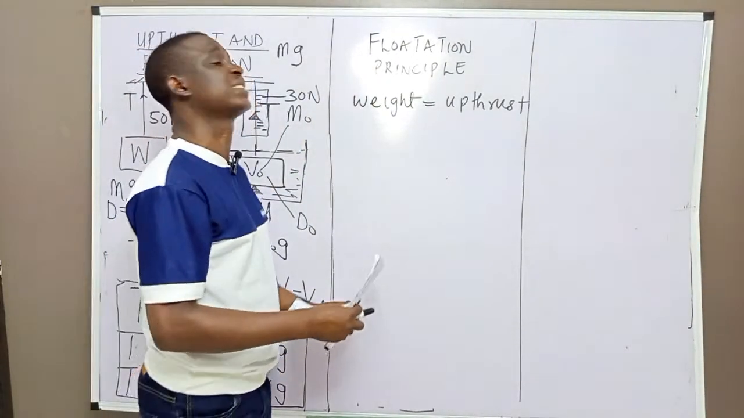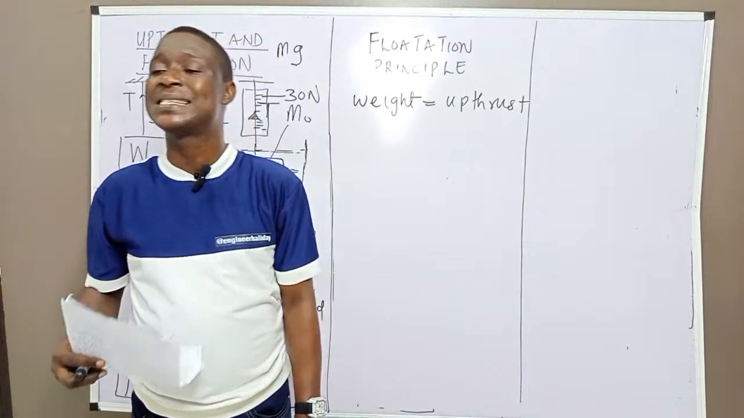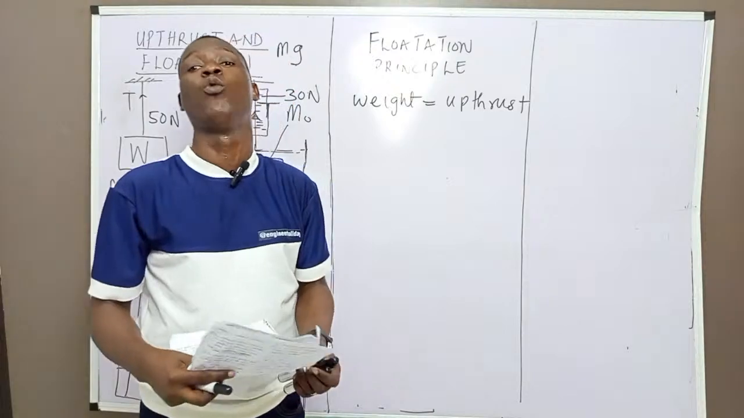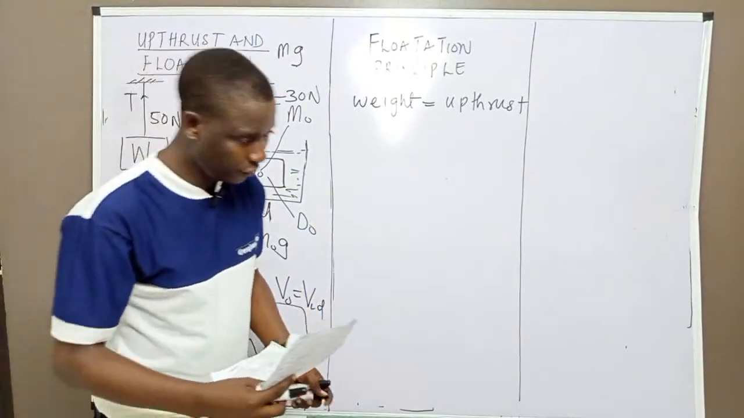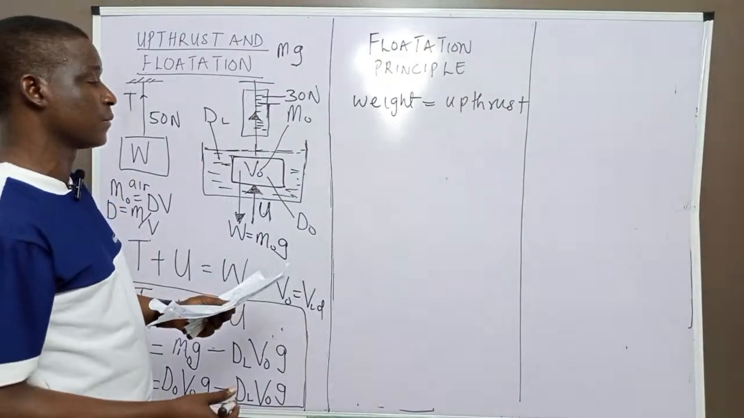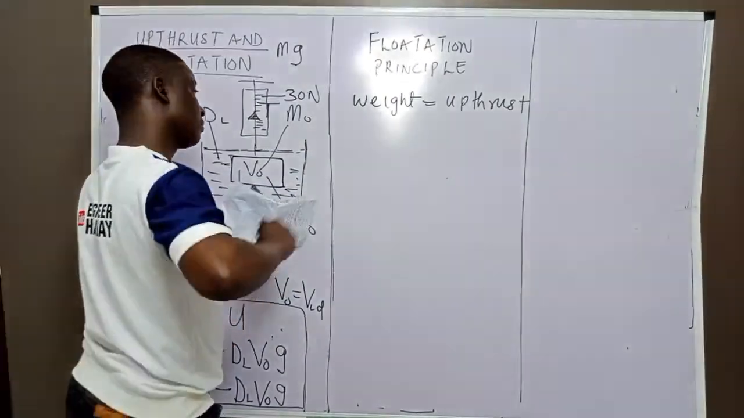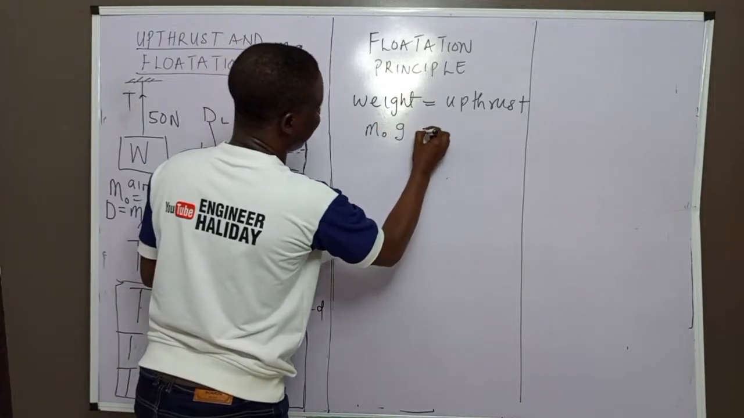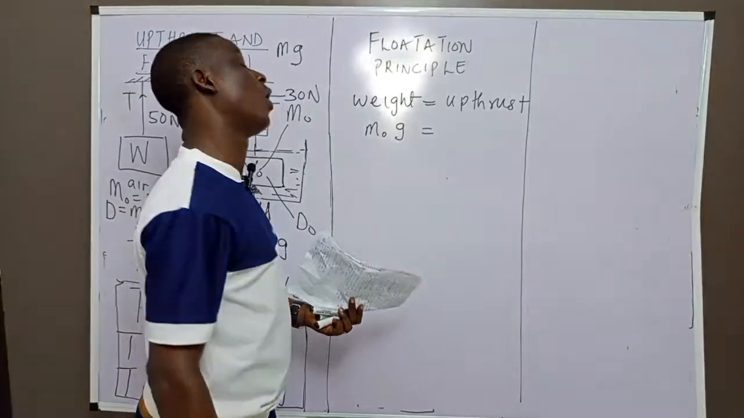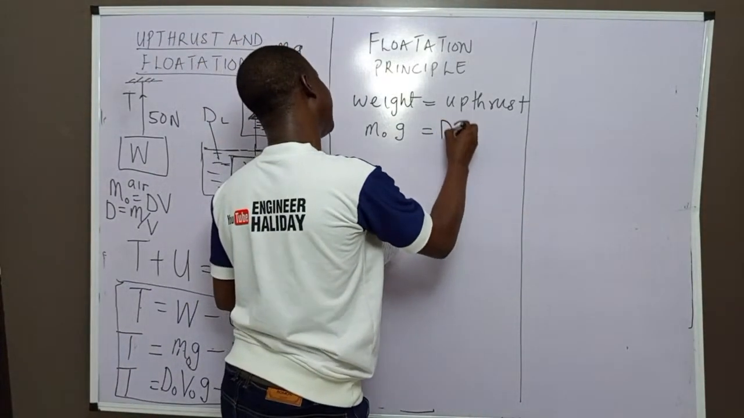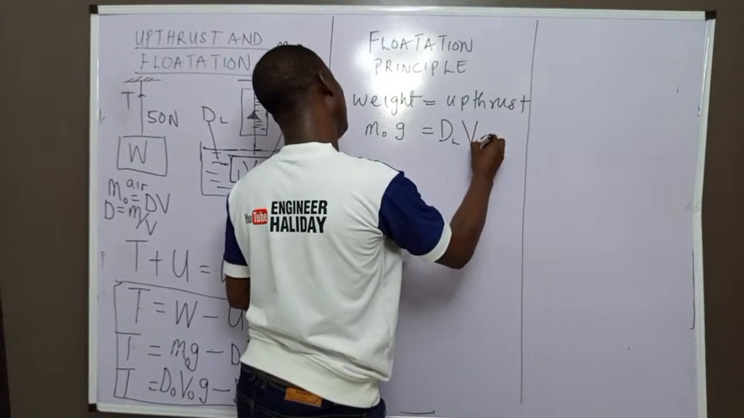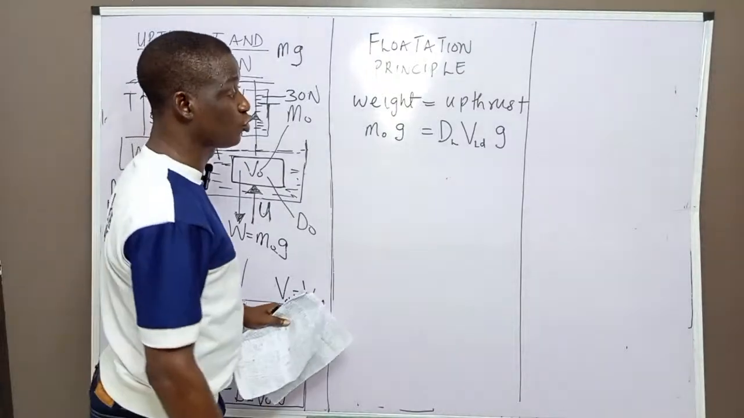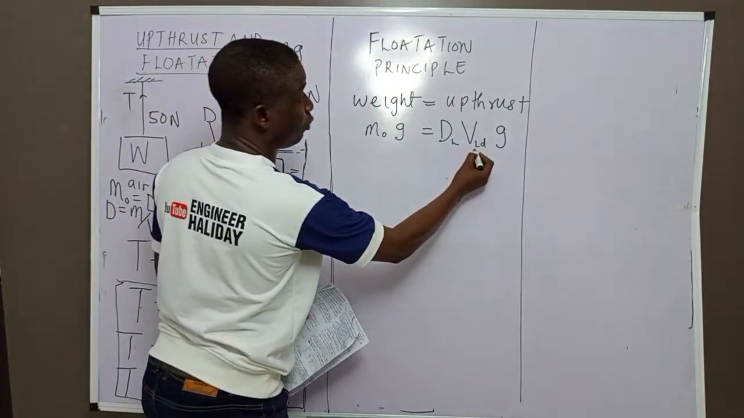The principle of flotation states that the upthrust on a body immersed in a liquid is equal to the weight of the liquid displaced. Now, what is weight? Weight is the mass of the object times gravity. Upthrust is equal to the density of the liquid times the volume of liquid displaced times gravity. I've explained that before, so I don't need to explain too much about it.